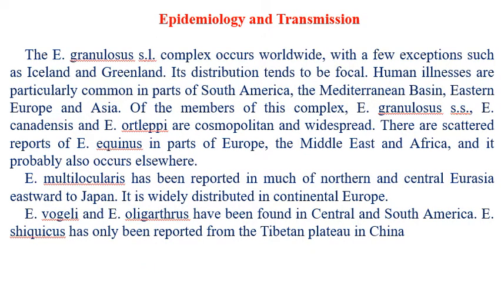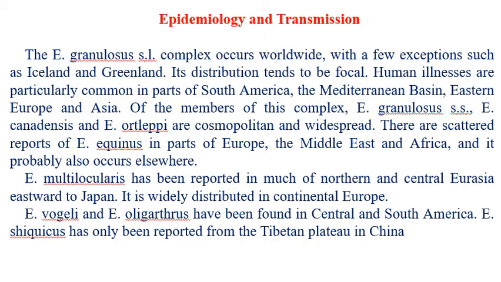Epidemiology and transmission. Echinococcus granulosus sensu lato complex occurs worldwide, with a few exceptions, such as Iceland and Greenland. Its distribution tends to be focal. Human illness is particularly common in parts of South America, the Mediterranean basin, Eastern Europe and Asia.